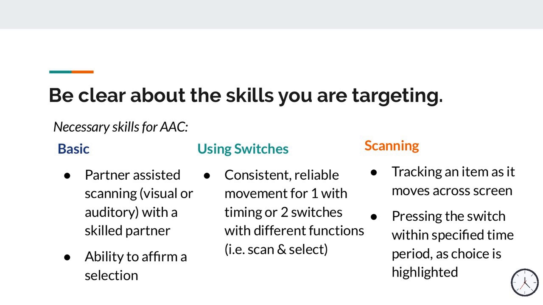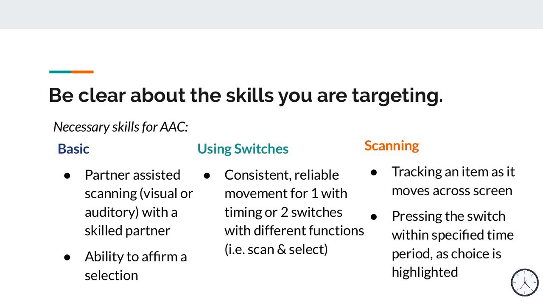And because it's a moving target, I think it's helpful to clarify what skills you're actually focusing on in a given activity. And these are some skills that are necessary for AAC. Partner-assisted scanning can be done without any technology using an eye gaze board or a printed core board. It requires skills on the communication partner's end of things, but that skill translates over to being able to effectively use switches to scan.